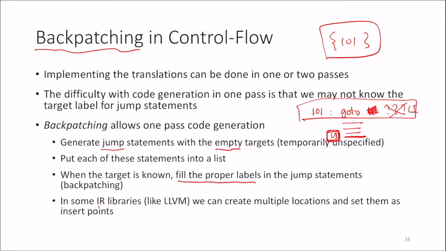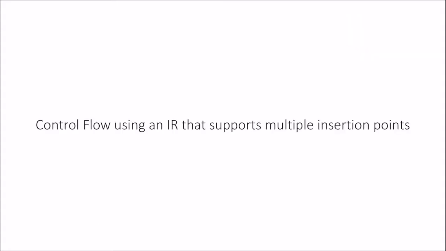However, some IR libraries like LLVM let us create multiple locations and set them as insert points. And so what we can do then is essentially create all of the different basic blocks in complex control flow statements, like if, for, while loops. We can create these multiple locations and then switch the insert point to insert the instructions for each one. So we can set up the branching first and then insert instructions into those basic blocks later. So let's look at an example. Let's first look at control flow using an IR that supports multiple insertion points.